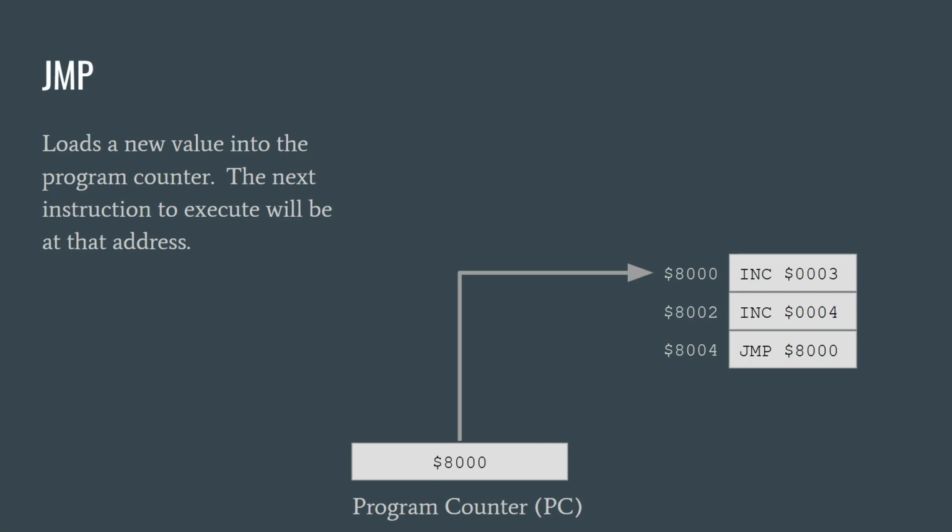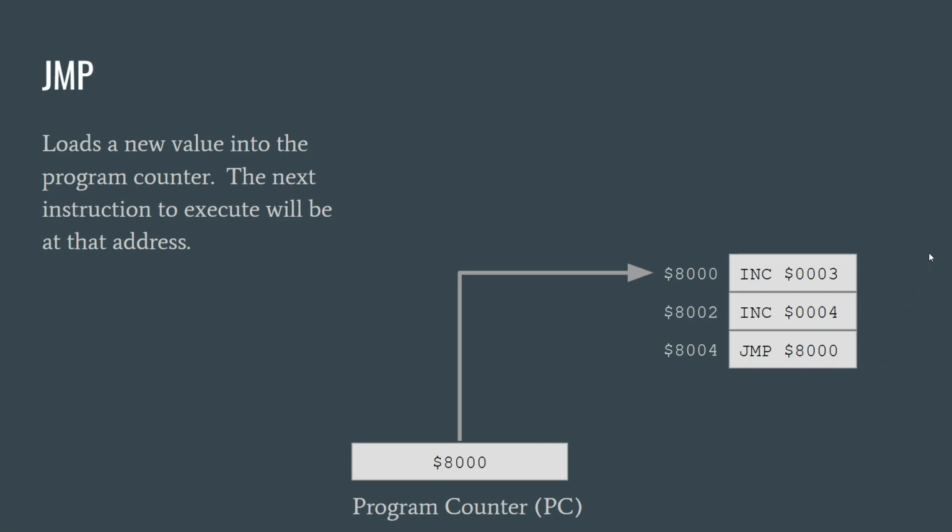The JMP instruction is a jump instruction, and all the jump instruction does is load a new value into the program counter. This value will be the address of the next instruction that will be executed. So here we have an example where the program counter is starting at address 8000, and we have a little program that's over here starting at address 8000. We have an increment of RAM variable at address 3 and an increment of RAM variable at address 4, and then we have a jump instruction to 8000.